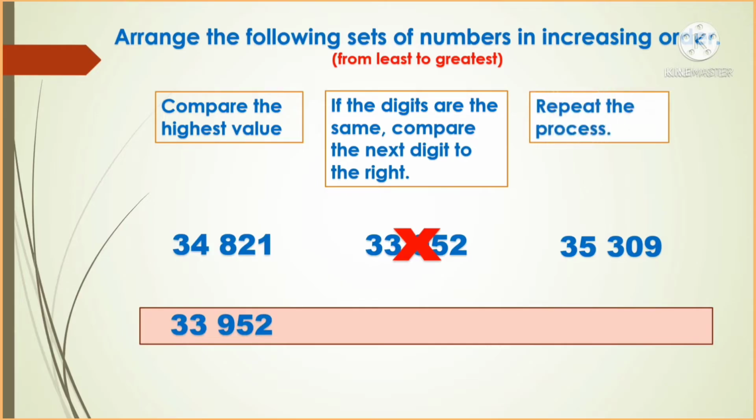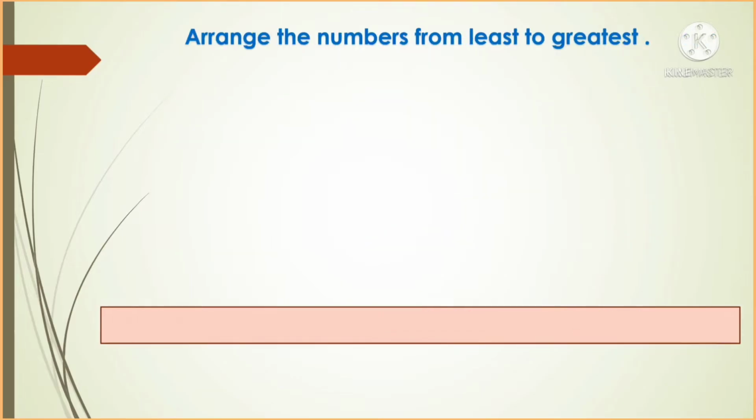Next, let's repeat the process. So, let's again compare 3 and 3. So, they are the same. So, compare the next digit to the right. So, we have 4 and 5. So, 4 is less than 5. So, the next number is 34,821. So, let's cross this out. And the last number is 35,309. Let's have another example.